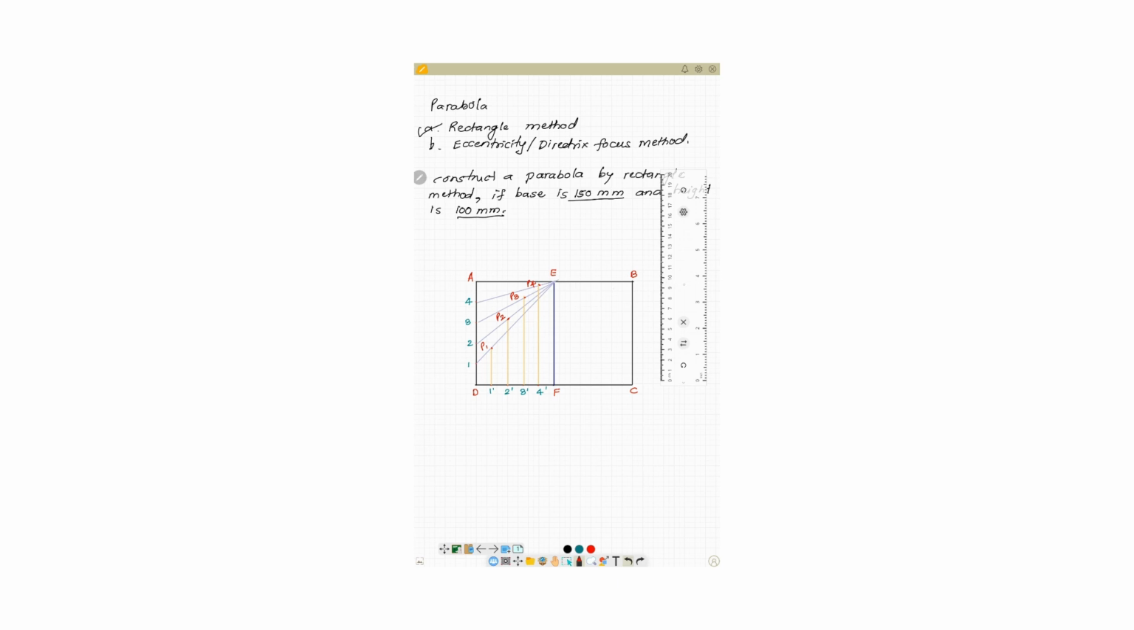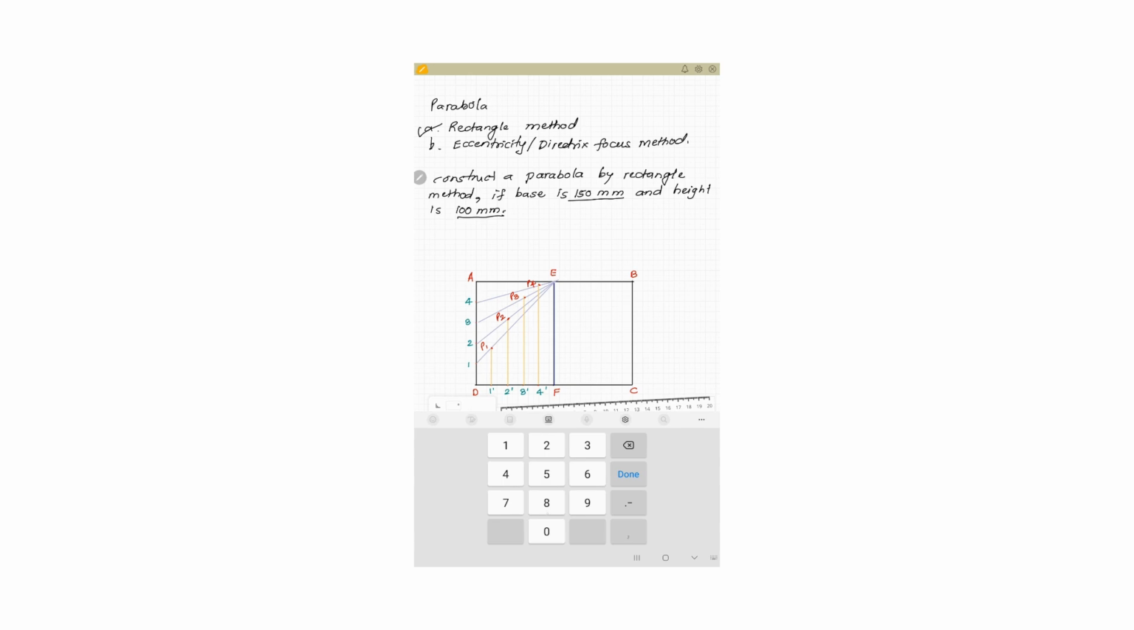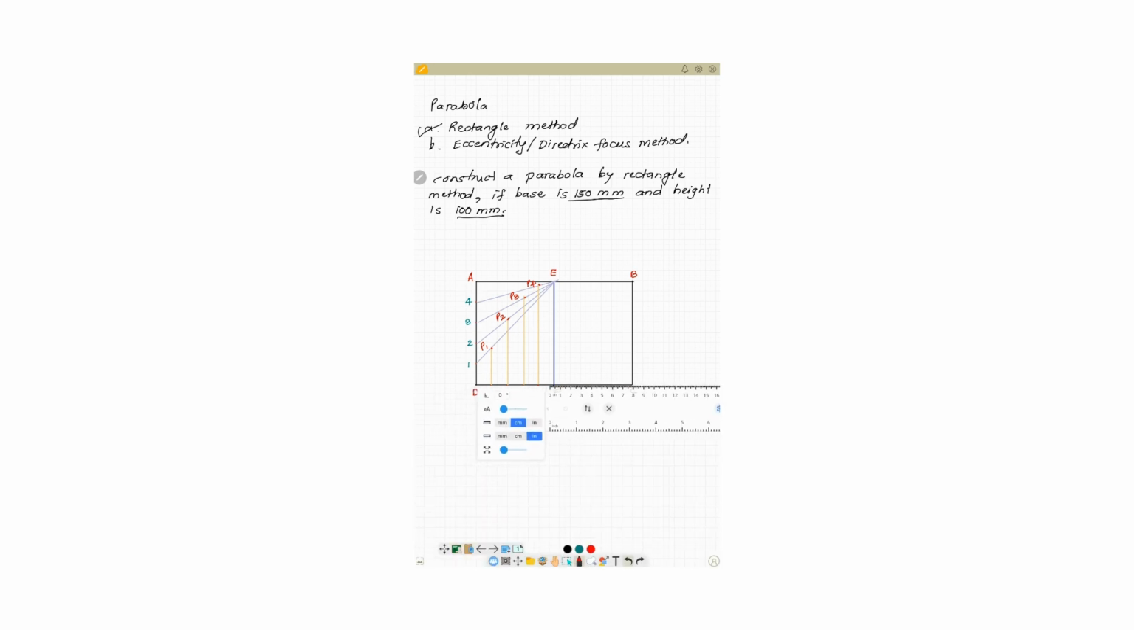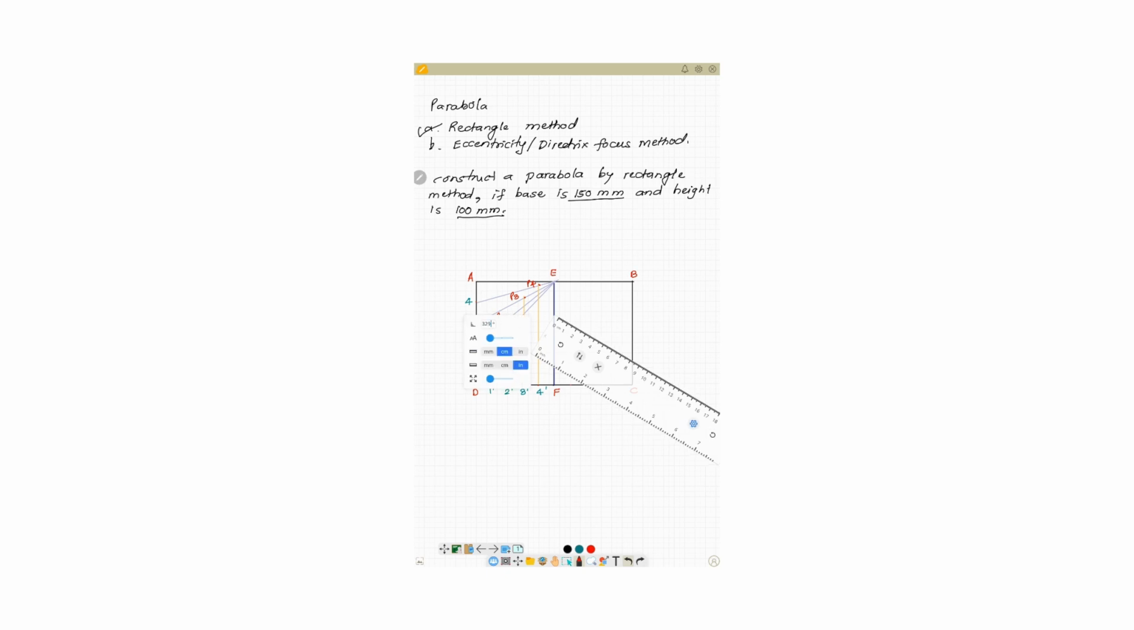So what we will do is divide this side, that is FC, into the same number of divisions again, that is 5 divisions. So I'll move the scale here. 15 mm each division it will have. So this is the first point, this is second, third, fourth, and the fifth point, so it will have 5 divisions.